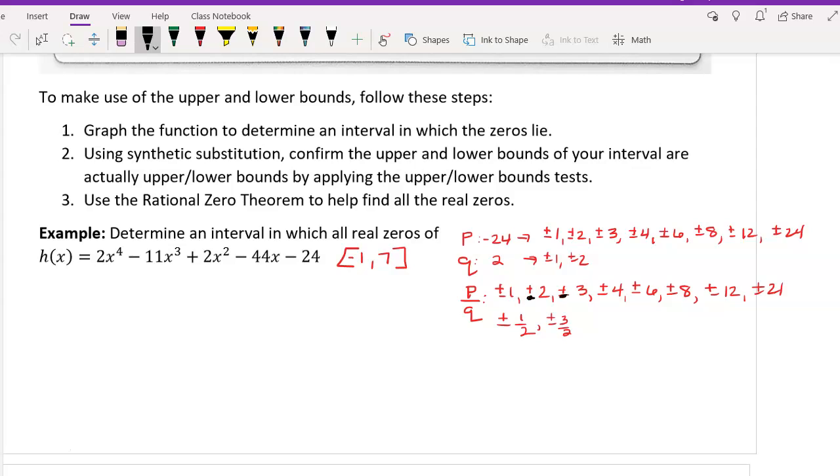Which means I can get rid of -2, -3, -4, -6, -8, -12, and -24, because those are all smaller than our lowest boundary of -1. All right, and taking a look here, this is -1.5, so I can get rid of the -3/2.